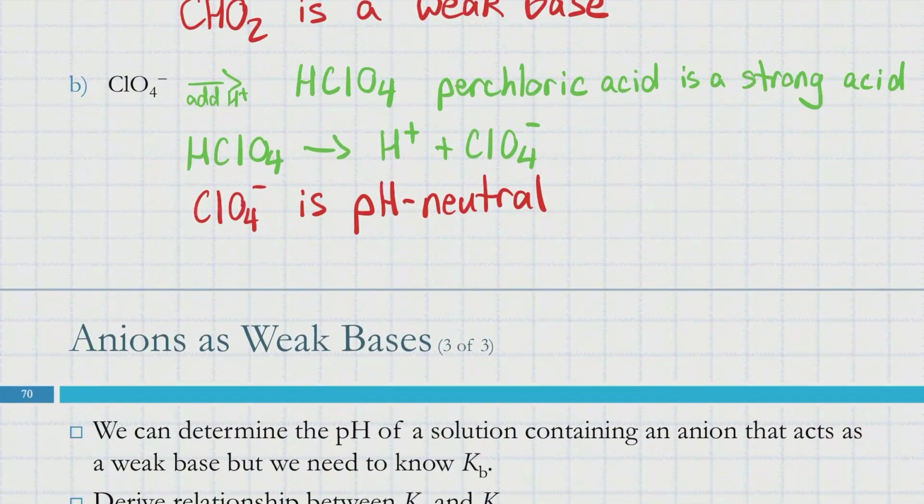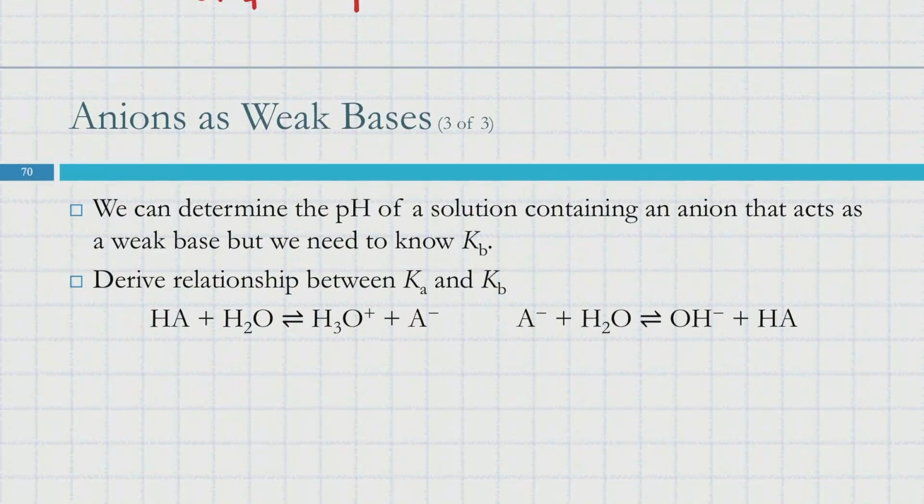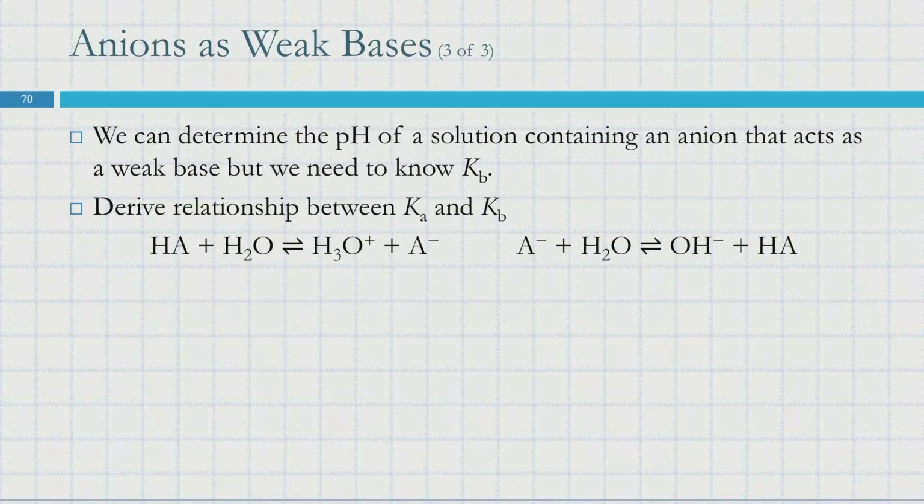So, more about anions as weak bases. We can determine the pH of a solution containing an anion that acts like a weak base, but we will need to know the Kb value. If you try to look up the Kb value, there's a good chance that you'll just get people asking questions on Chegg or other places, and you'll be paywalled and you won't get to see what the Kb is. Wikipedia is probably not going to have that information readily available for you. You would be able to find a Ka value, especially in the book.